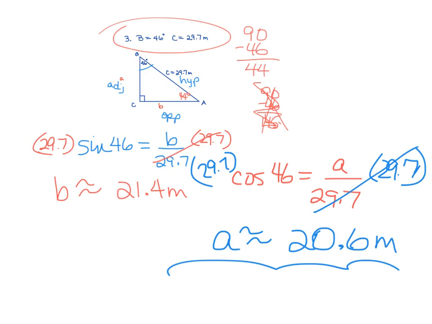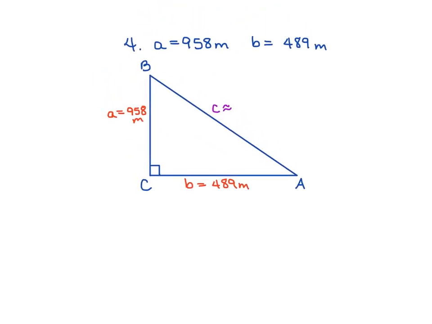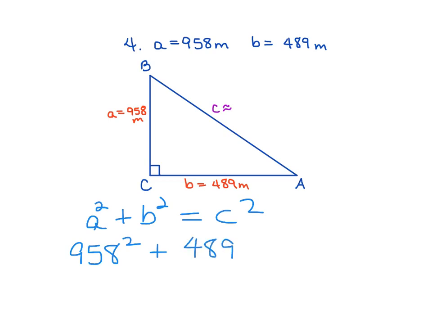Good. Now we're going to do something a little bit different. I'm going to give you two side lengths and no angles. Again, my given information is labeled in red. So this time I actually have to do Pythagorean theorem to find C squared, or to find C. A squared plus B squared equals C squared. 958 squared plus 489 squared equals C squared.